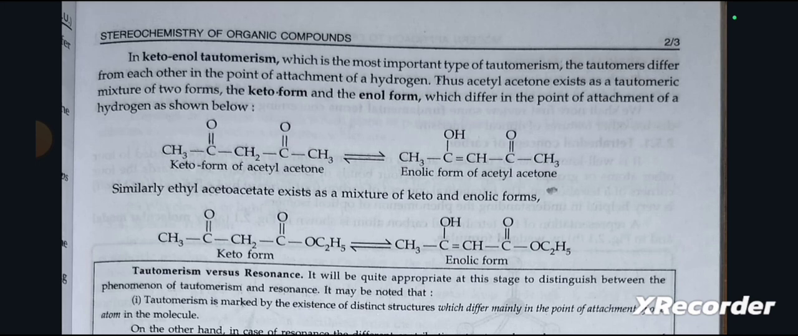CH3C(OH)=CH–CO–CH3, the enolic form of acetyl acetone. Similarly, ethyl acetoacetate exists as a mixture of keto and enolic forms. CH3CO–CH2–CO–OC2H5 is the keto form. CH3C(OH)=CH–CO–OC2H5 is the enolic form.